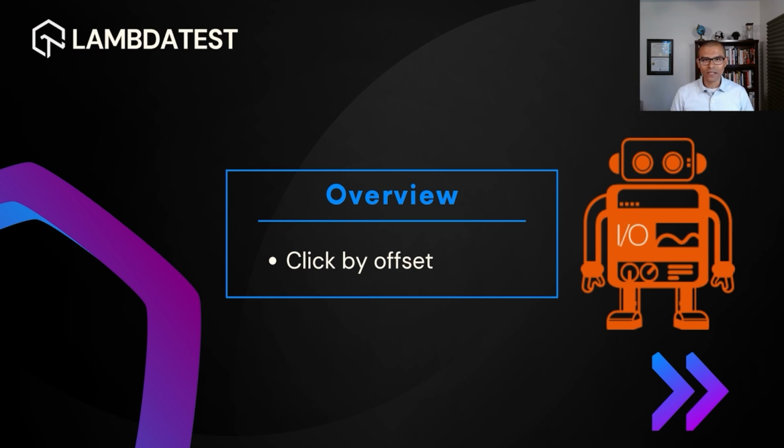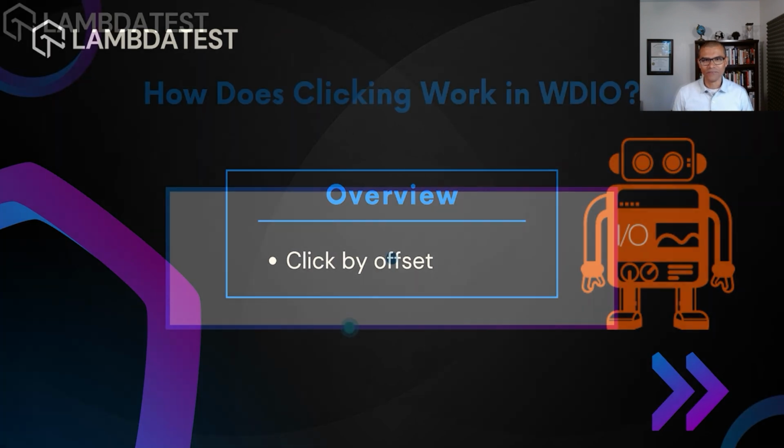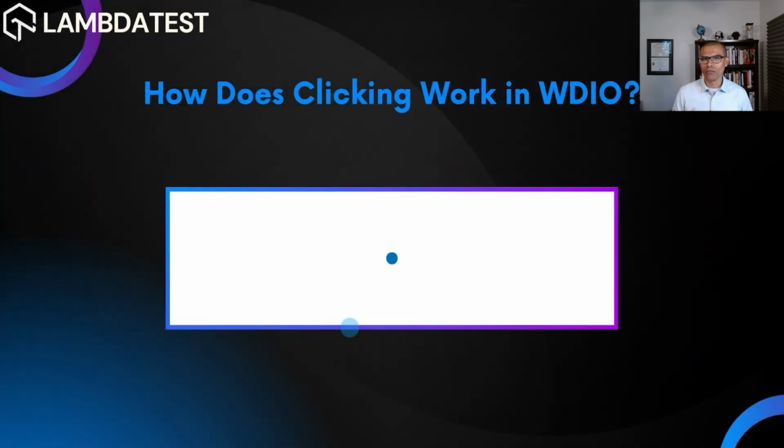So in this video, I'm going to show you how to click an element. It's not the typical click that you may be thinking of. We're going to learn how to click an element given an offset. In other words, we're going to click a certain area of the element. Let's dive in.